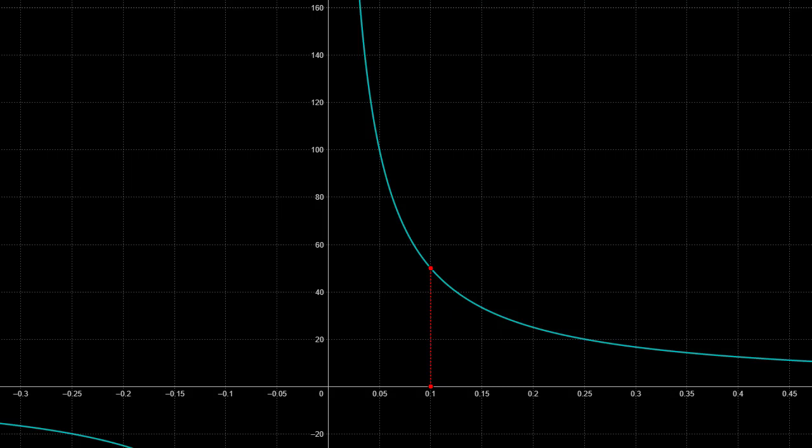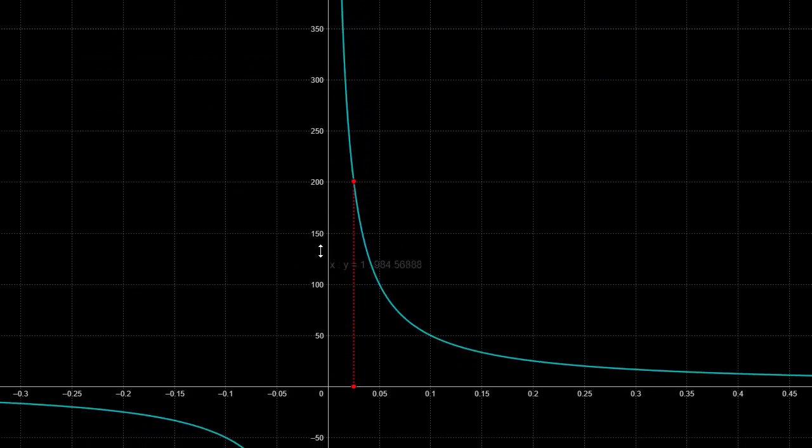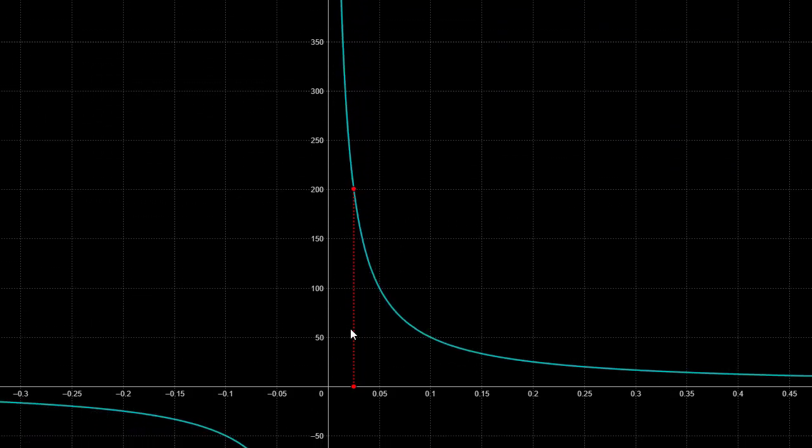And as I move my x's closer and closer and closer to 0, you start to see, hopefully, that as that happens, the y values just keep blowing up. Okay, and I can move this down. Now the y's are on a tick mark of 50, and as we move closer and closer and closer, we just keep getting off the screen.